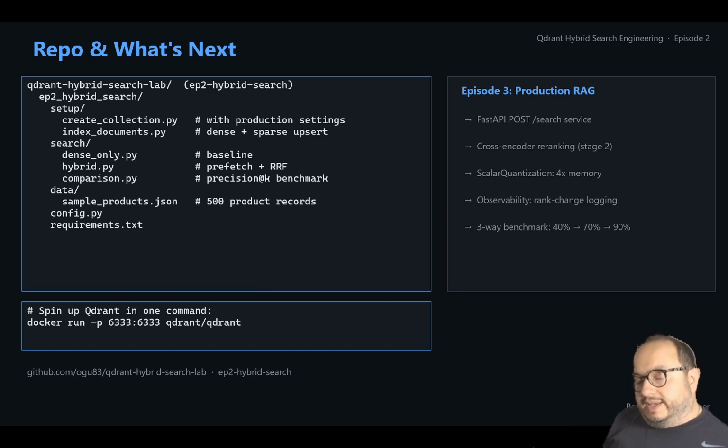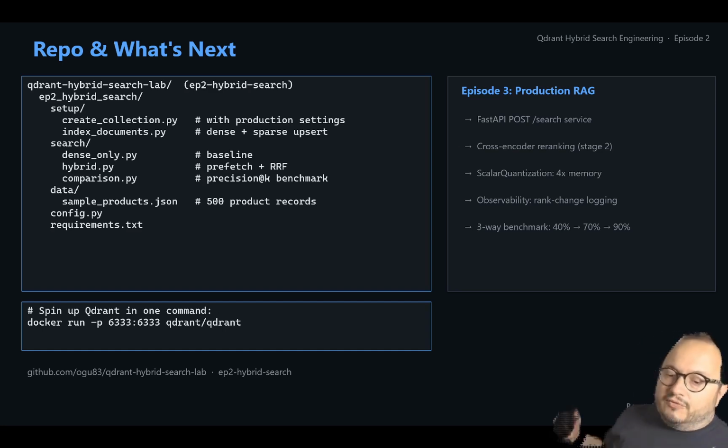In episode 3, we wrap this in a FastAPI service, add a cross-encoder re-ranker as a second stage, and quantization to cut memory by 4x, and benchmark the full pipeline against the same 10 labeled queries.